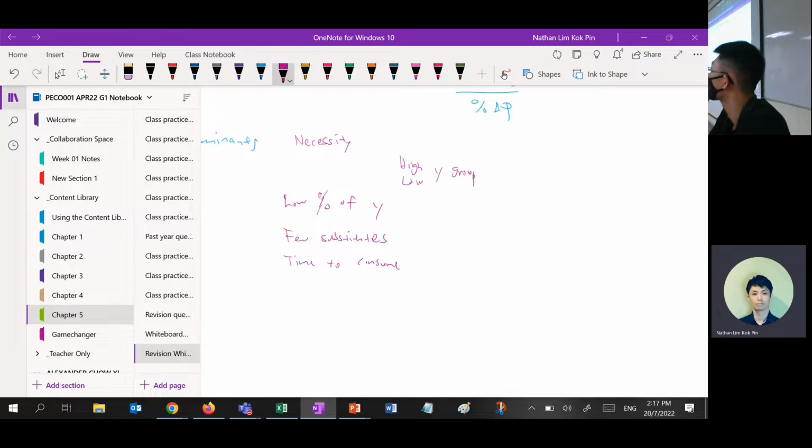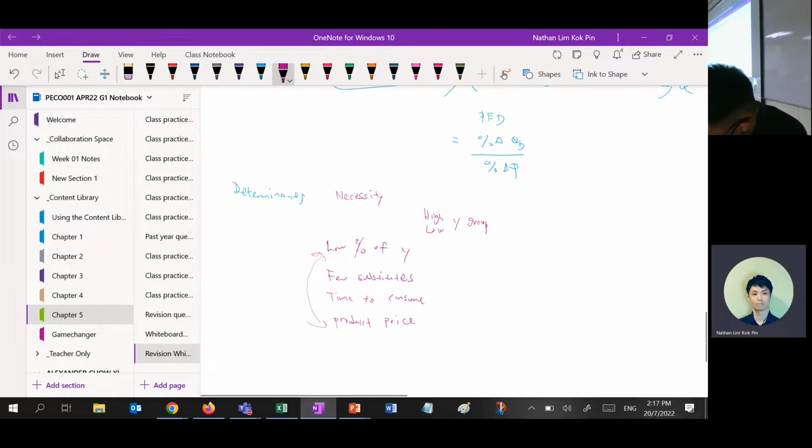Anything else? What price? Product price. Product price is similar to this one. Product price is similar to low percentage of income. Okay, percentage of income.